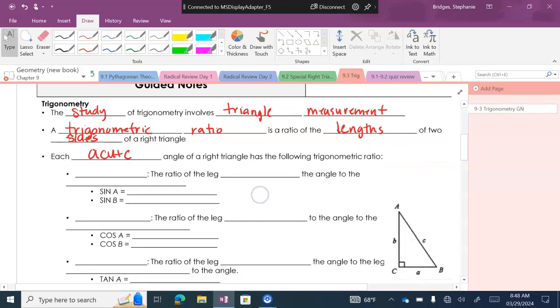Now, the first one is called the sine, S-I-N-E, but it is abbreviated as S-I-N. That's not sin, it's sine. When we get to the calculator portion of this tomorrow, you'll see it written on your calculator. S-I-N, that means sine. And that is the ratio of the leg opposite the angle to the hypotenuse.